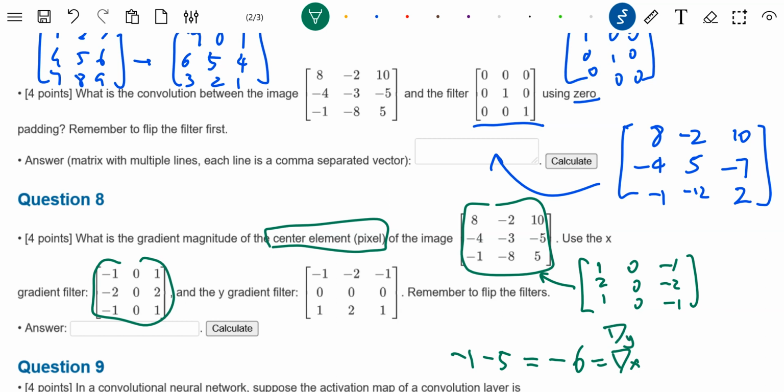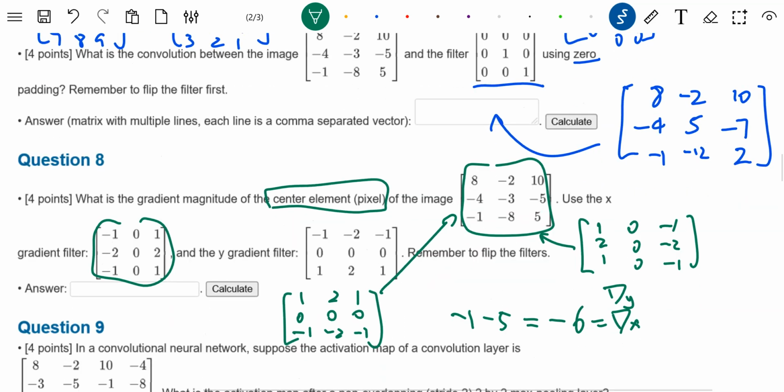And for the y gradient, you do the same thing, except you flip this and put it on top here. So we do the same thing again. It's just 8 minus 4, so it's 4 plus 10. So it's 14. Plus 1, 16. So 17 minus 5. So it's 12. I may have computed some of these incorrectly, but the idea is the same.